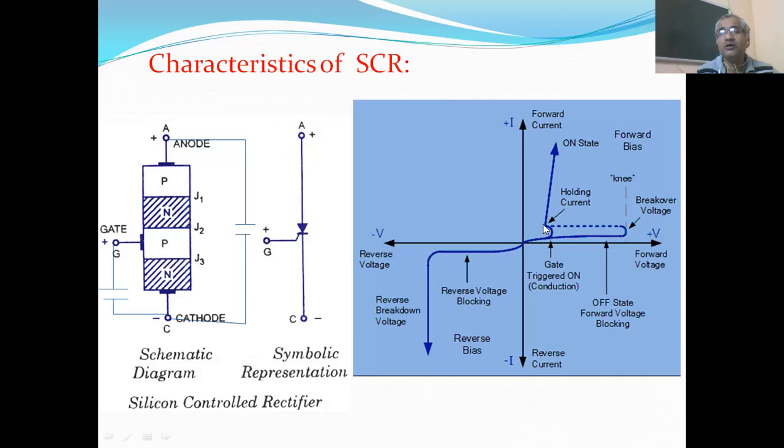Suddenly, in this way, the anode current increases. Heavy current starts flowing through this device, and we say that the device is turned on. म्हणजे हे डिवाइस काय झालं? ऑन झालं. केव्हा? When the applied voltage is equal to or greater than breakover voltage. So at the breakover voltage, the device is turned on.